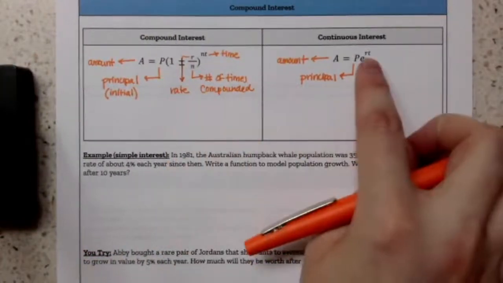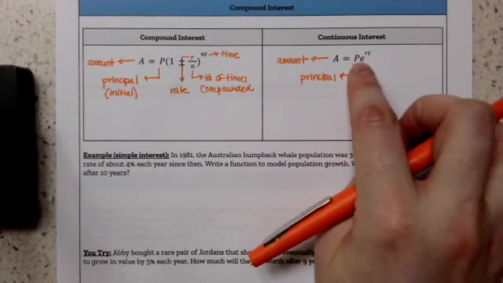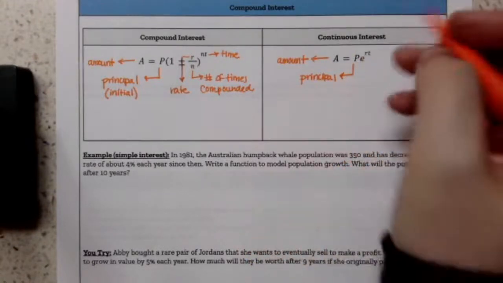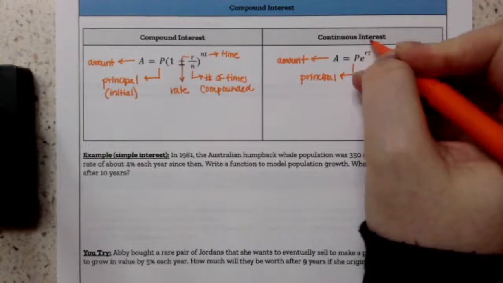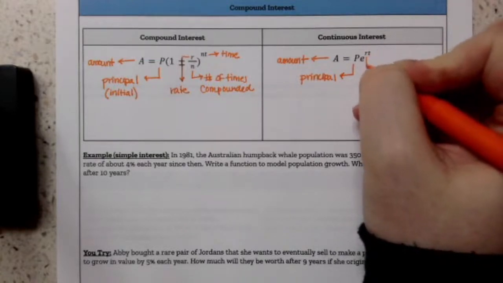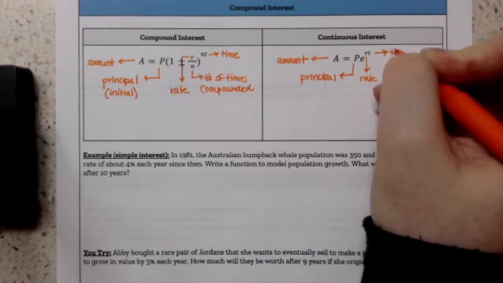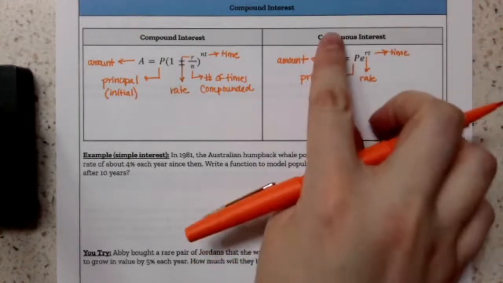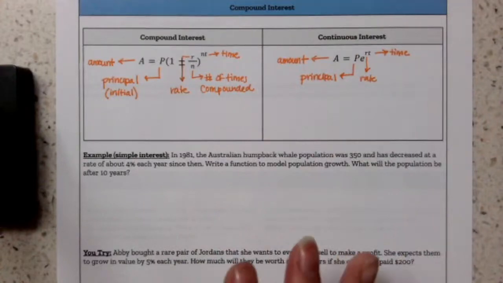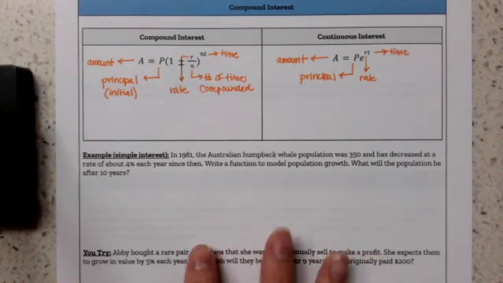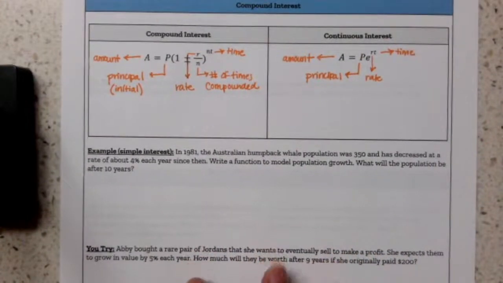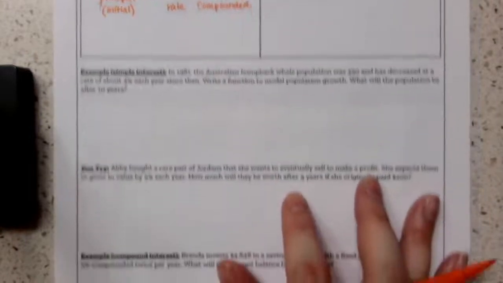The only difference with continuous is we use the letter E to represent the rate, and then our rate and our time are up here. So these stand for the same things. R is rate, and T is time. And you'll always know it's continuous because they will say it's continuously compounding. They have to say it in the problem. Now let's go ahead and look at some examples.